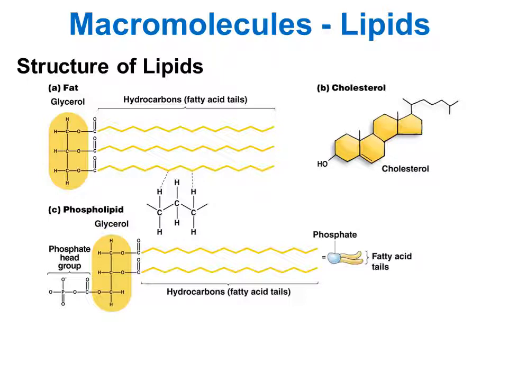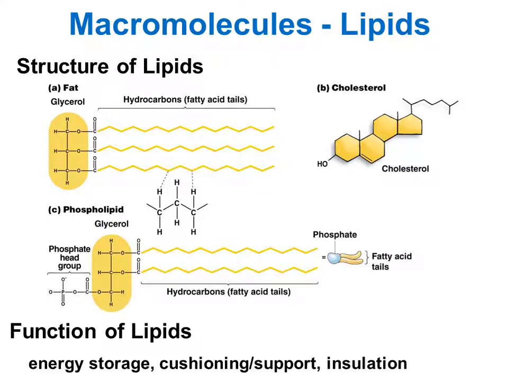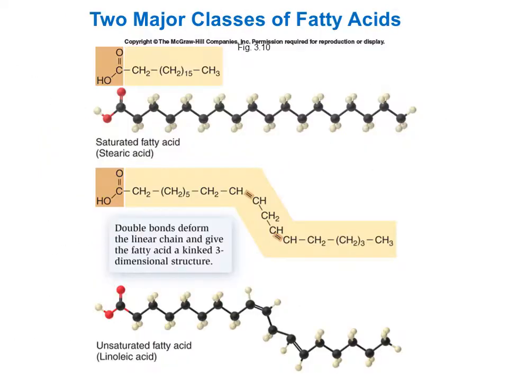And then lastly, we have phospholipids, which also have the glycerol backbone, 2 fatty acid tails, but it also has a phosphate head group. That phosphate head group actually is not hydrophobic, but rather hydrophilic, meaning it loves water. So the phospholipid is an interesting molecule because it has half of a region which loves water, and the other portion of the molecule fears water. So what are the functions of lipids? Mostly they're used for energy storage, cushioning and support, as well as insulation.